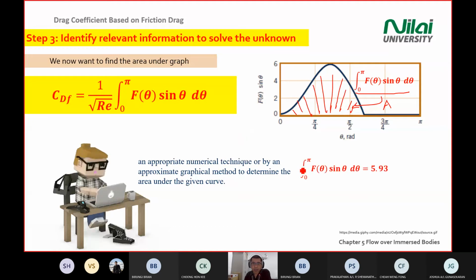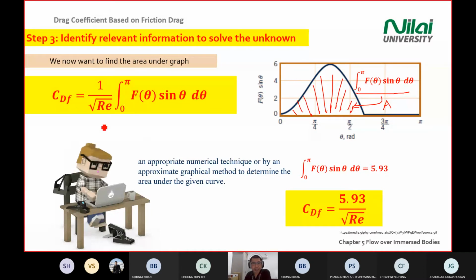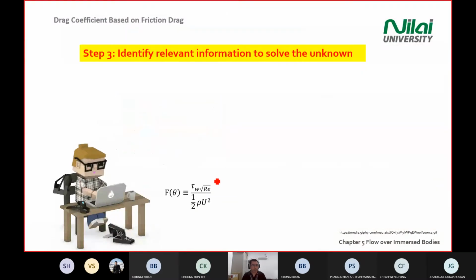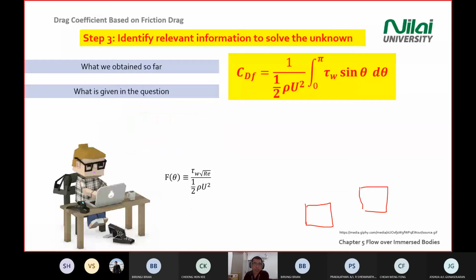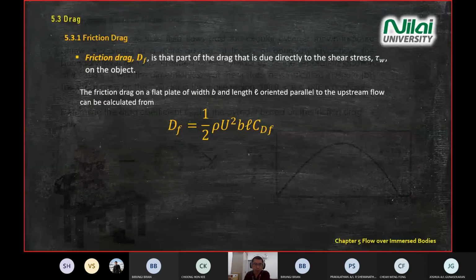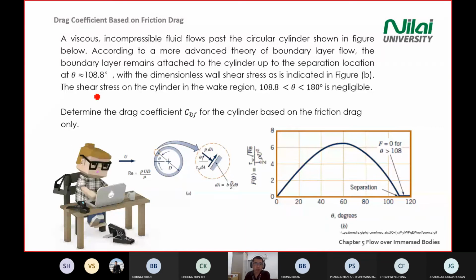By software, you are able to find the area under the graph is 5.93. So at the end, you can conclude that CDF equals 5.93 divided by the square root of Reynolds number. The strategy of question 23 is an exact scenario we will come across when you conduct an experiment to find the drag coefficient of a rounded object.